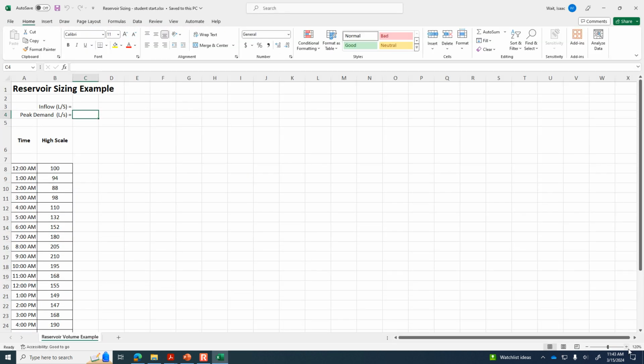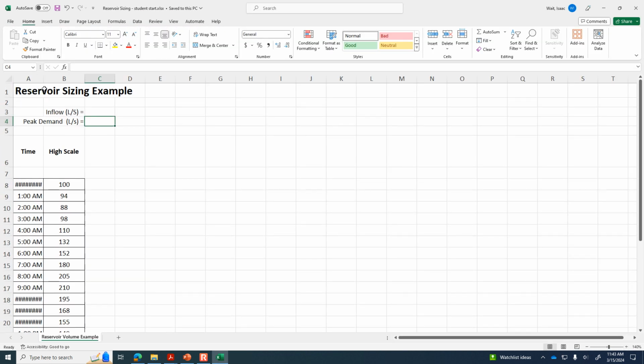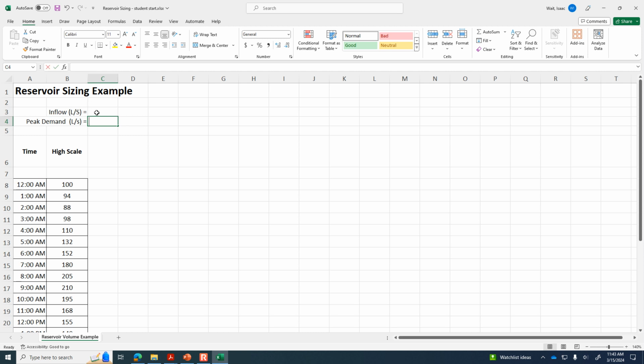Turn on editing. So the peak demand, 400 liters per second. Okay? Now, on the handout, there's a hint down here. It says, reorder the data so that the first hour where the flow in is greater than the flow out appears at the top. I guess we don't know that yet. Let's calculate the flow out.